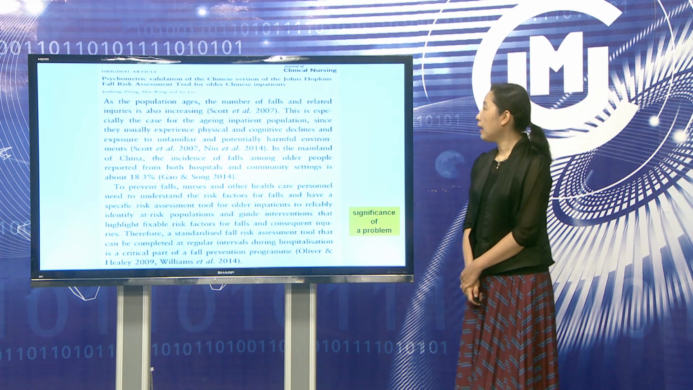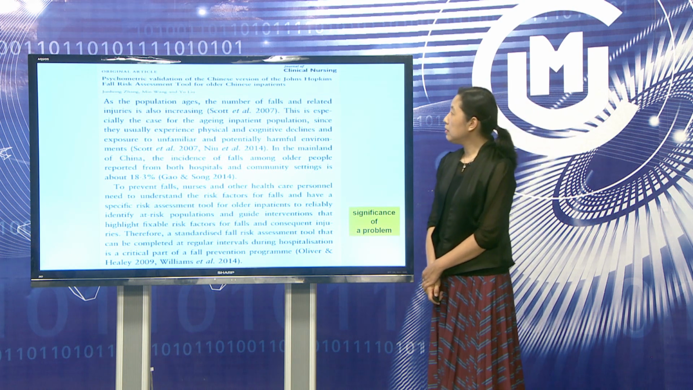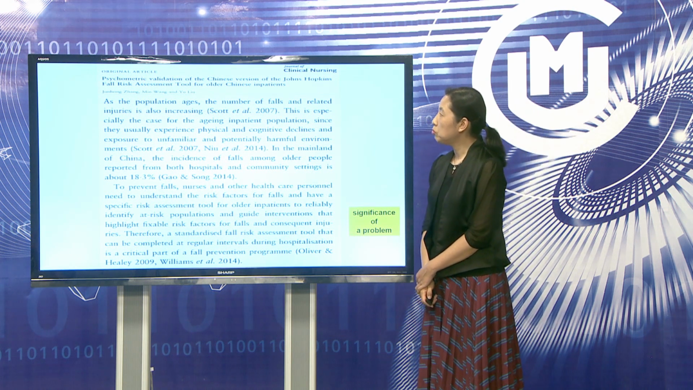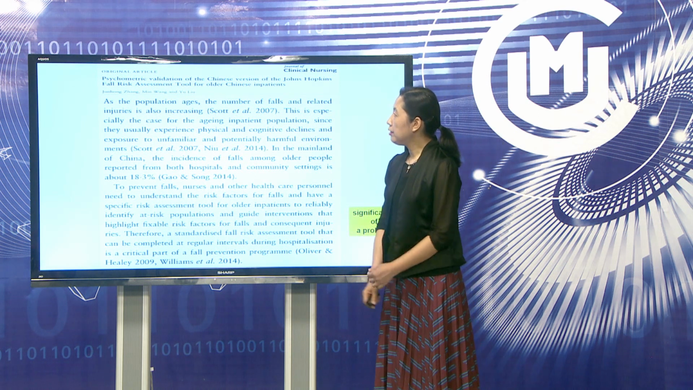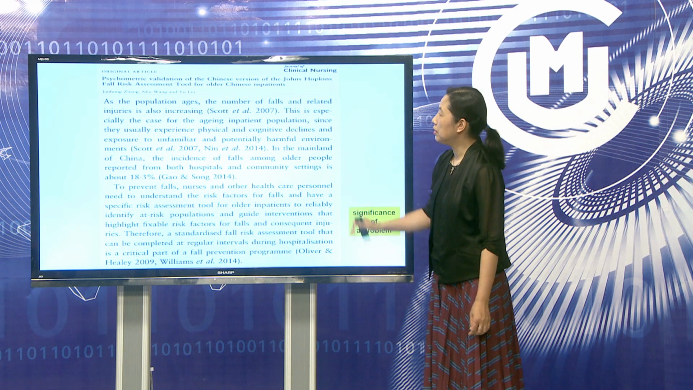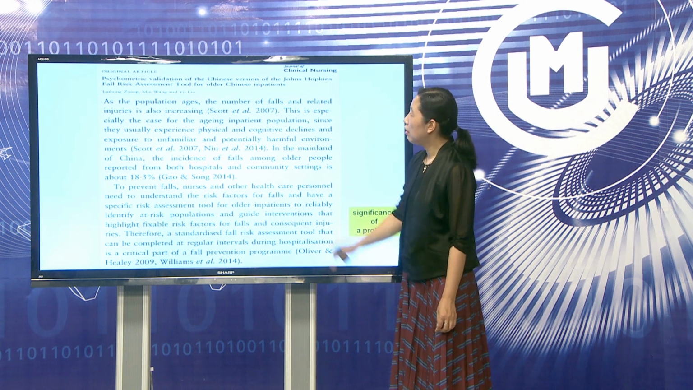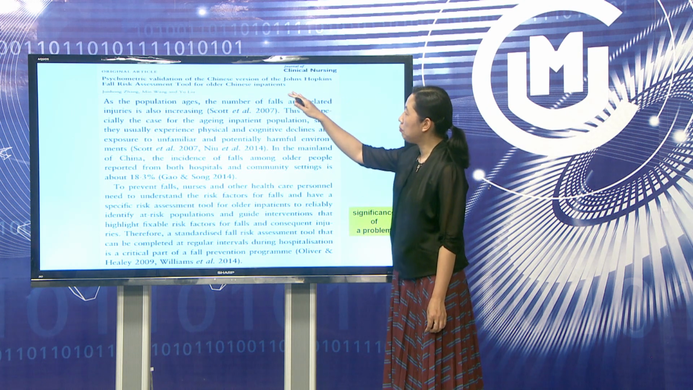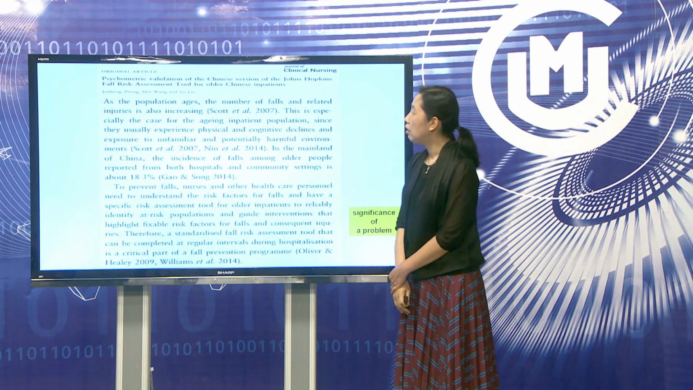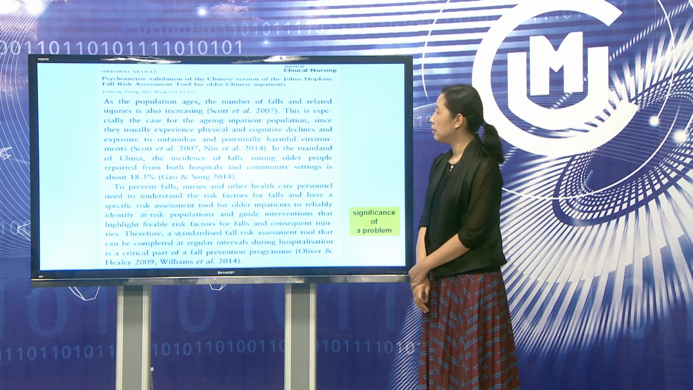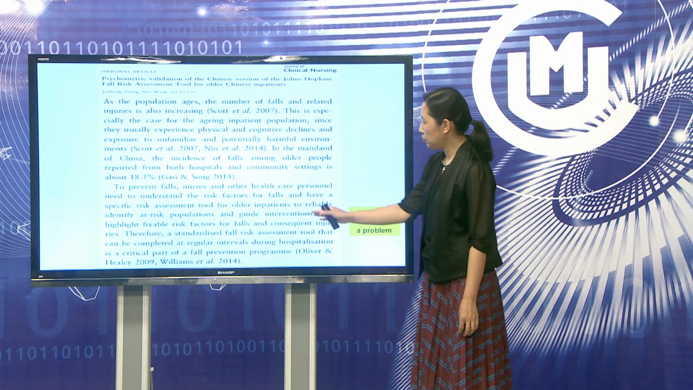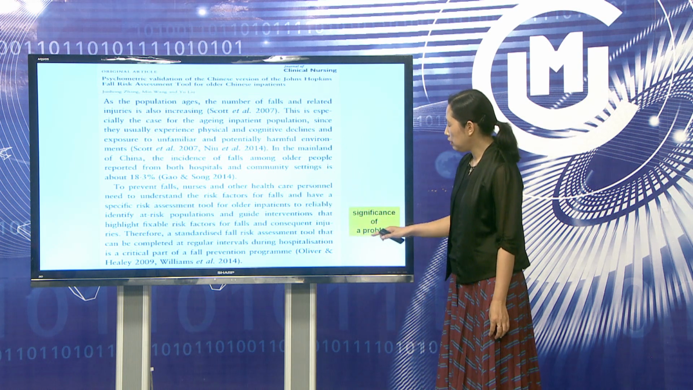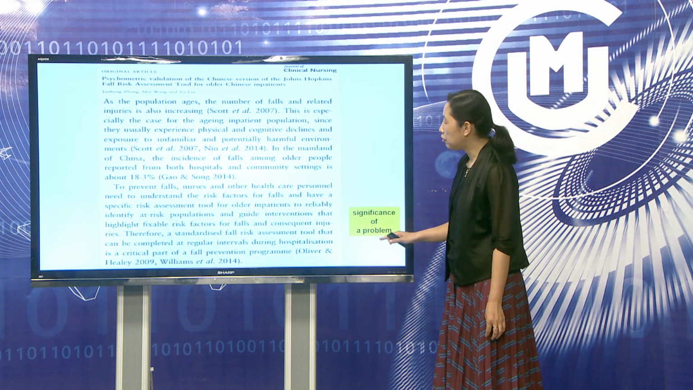So let's look at an example. This is my group. We published one article in the Journal of Clinical Nursing. And the topic of this article is psychometric validation of the Chinese version of the Johns Hopkins Fall Risk Assessment Tool for older Chinese inpatients. And from the introduction, this part, we wrote down about the significance of the problem.